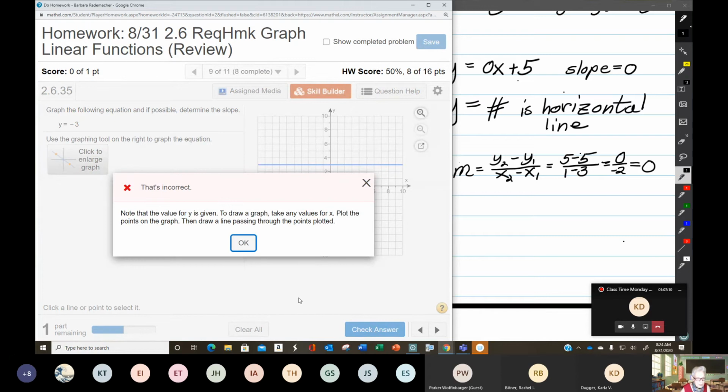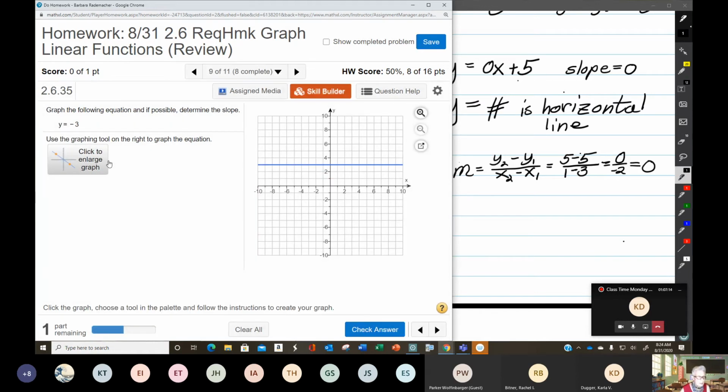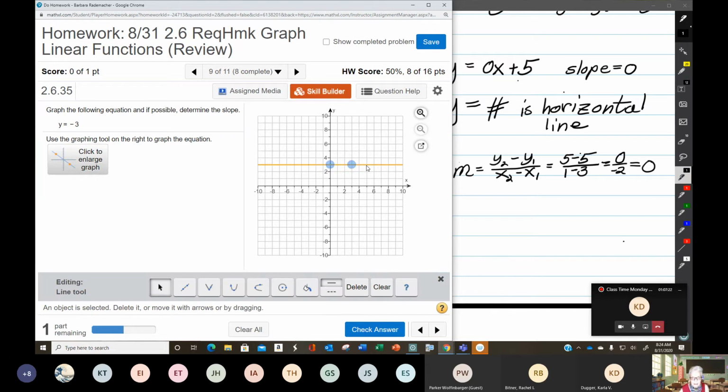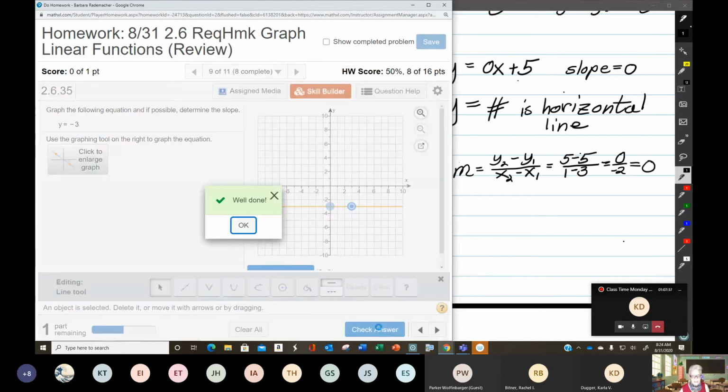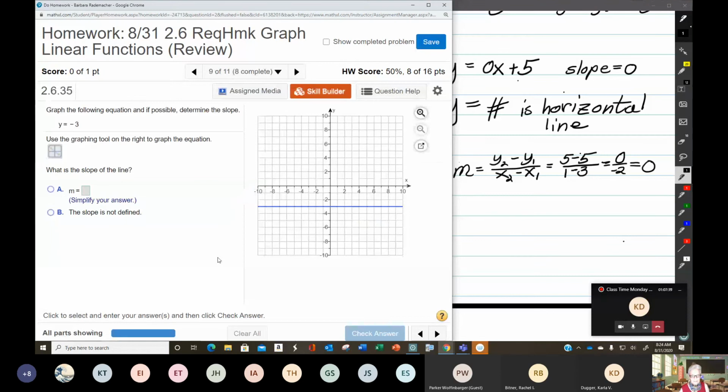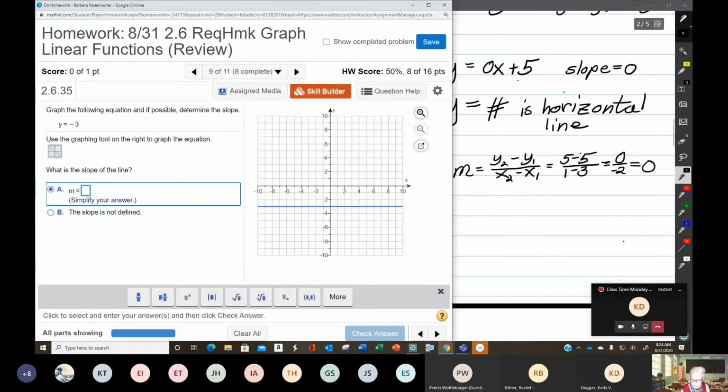Y equals -3. That's negative. Okay. There you go. And again, the slope is 0. You can actually work that out with a couple of points.